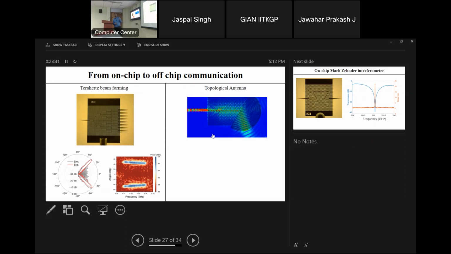to off-chip devices. These are some of our ongoing works, and we have shown that we can indeed get 100 Gbps of data speed over 5 meters of distance.